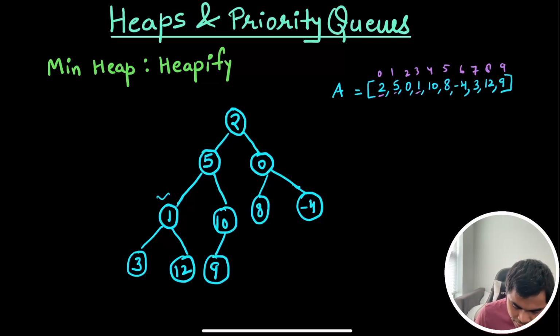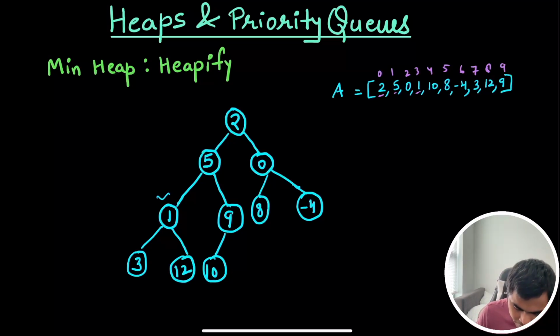This 10 here, it's not in its right position because its child has to be greater than itself, because our root needs to be smaller. Alright, because it's a min heap. So we're gonna rearrange it like this. Then we come to 8. 8 is already done. -4 is already done.